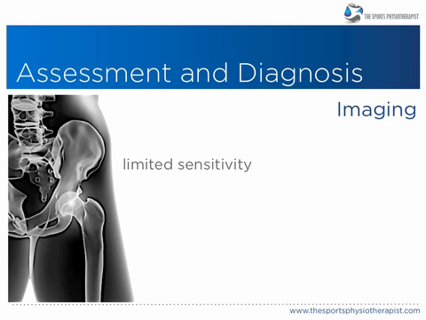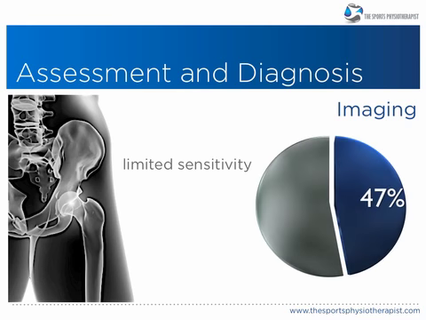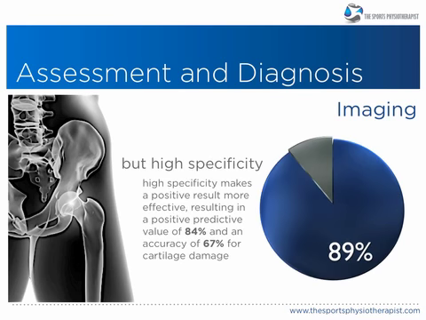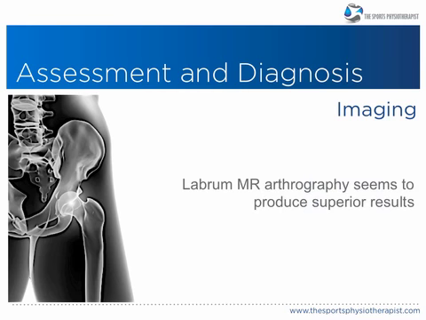Keeney et al. 2004 evaluated the use of MR arthrography and showed limited sensitivity of approximately 47% for articular cartilage pathology. Fortunately, they showed high specificity of 89%. This high specificity makes a positive result much more effective, resulting in a positive predictive value of 84% and an accuracy of 67% for cartilage damage. Therefore, labrum MR arthrography seems to produce superior results.